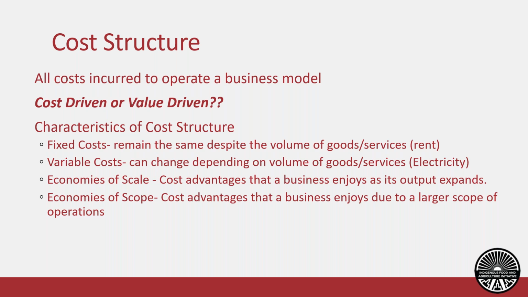So thinking about cost structure, there are two different types of costs, fixed costs and variable costs. Fixed costs are the costs that remain the same no matter what your volume is. So this will be your rent. Rent may always be X amount a month. Doesn't matter if you're selling 100 or 1,000 units. It'll remain the same.